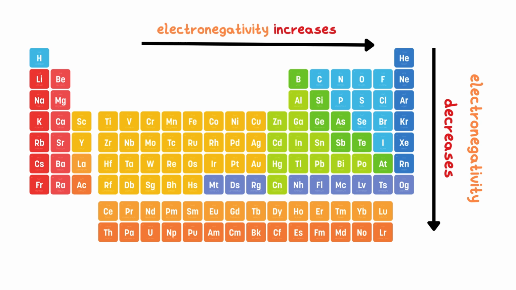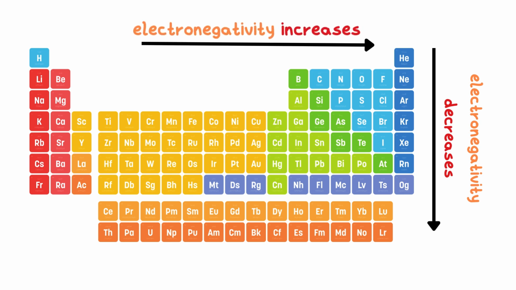Now let's see how electronegativity trends across the periodic table. When you move from left to right, the electronegativity increases. This is because there is an increase in nuclear charge as you move from left to right. So the stronger the positive charge, the more will be the attraction towards the electrons.